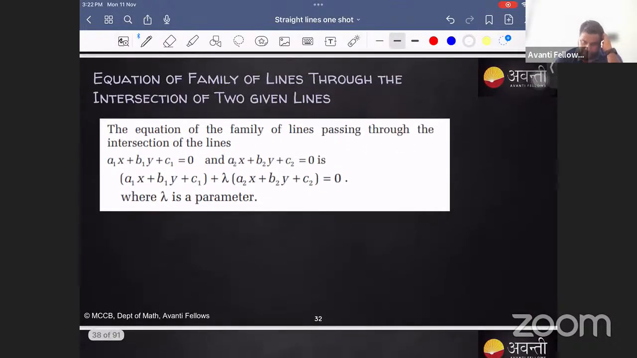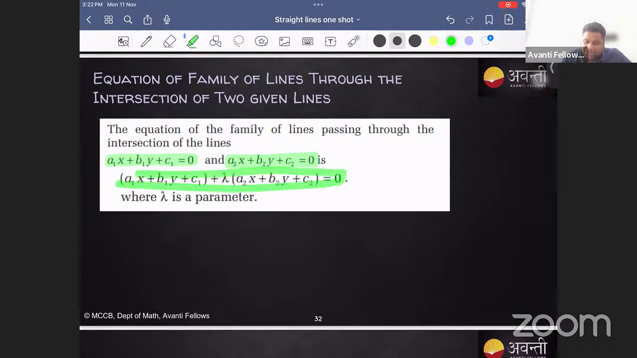Now, equation of family of lines through the intersection of two given lines. Say you have two given lines a1x plus b1y plus c1 equal to 0 and a2x plus b2y plus c2 equal to 0. Then the equation of their family of lines, meaning the infinite number of lines passing through the point of intersection of these two given lines, will be L1 plus lambda L2 equal to 0.